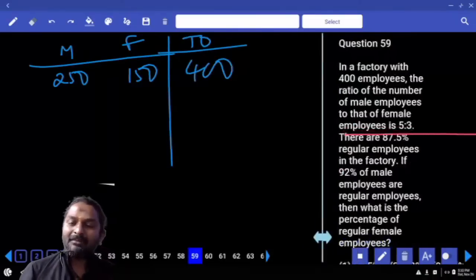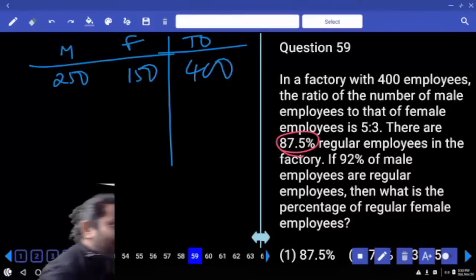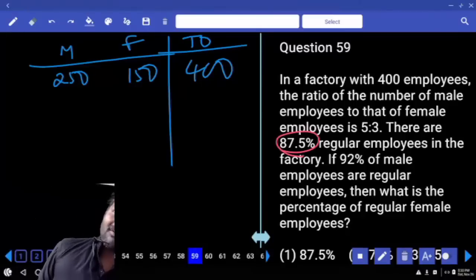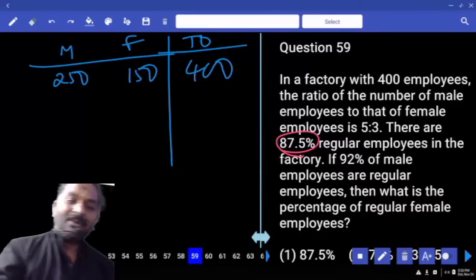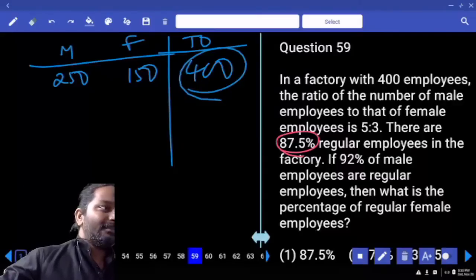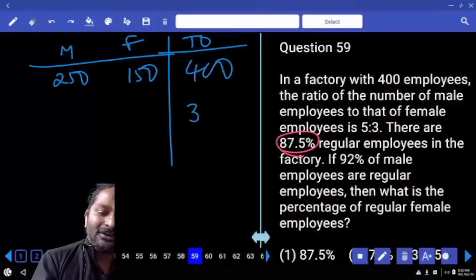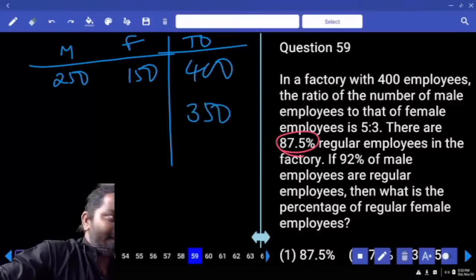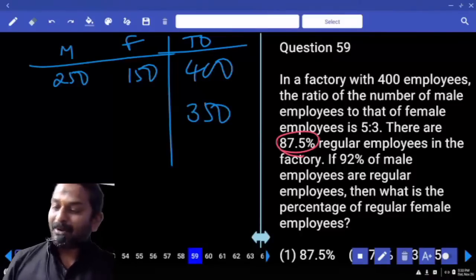400. Out of them, they said 87.5% are regular. Can I write it as 100% minus 12.5%? 100% in the sense 1. 12.5% in the sense 1/8. 1 minus 1/8 in the sense 7/8 only. What is 1/8 of 400? Already calculated, 50. You need to subtract that. Then 87.5% of 400 is 350 only. Who are the 350? They are all regular employees.